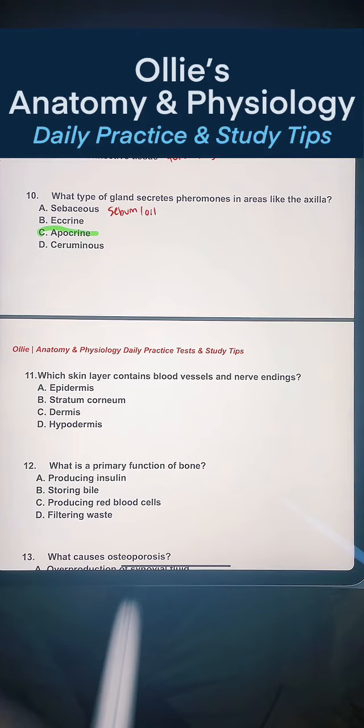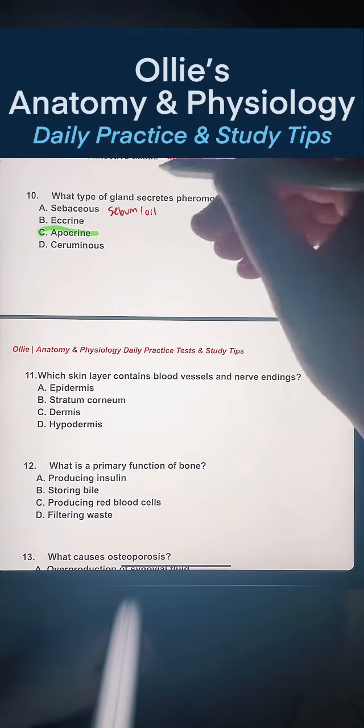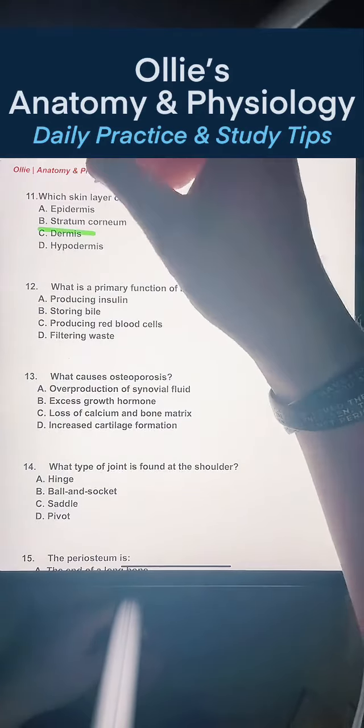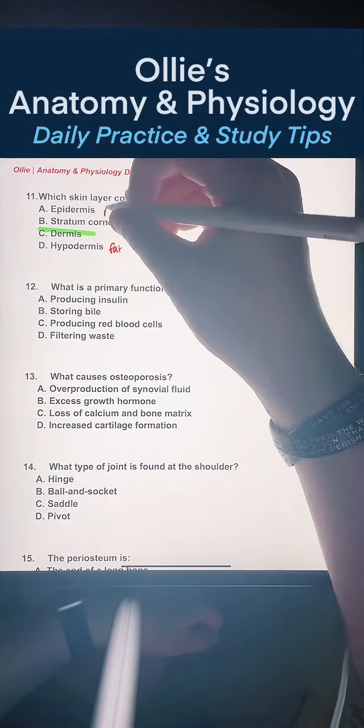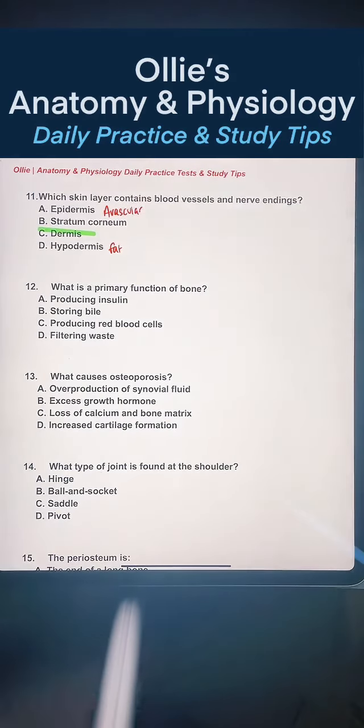But number 11, which skin layer contains blood vessels and nerve endings? The answer is C. It is the dermis. So remember, we had our epidermis, our dermis, and our hypodermis. The hypodermis has the fat in it. The epidermis is avascular, and it does not have vessels. And yes, sometimes vessels run through the hypodermis, but mainly we're going to see the site of exchange and pressure in the dermis. So the dermis supports the avascular epidermis with nerves and blood, collecting the nutrients and waste and all the functions of the circulatory system.